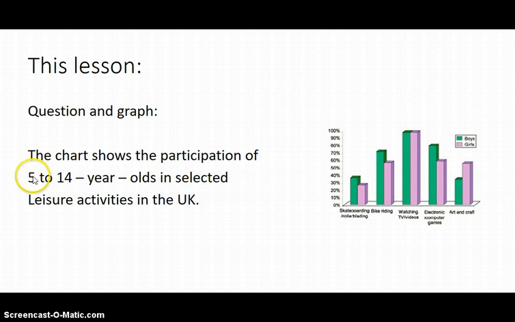What is the age of the people? They are 5 to 14-year-olds, so we know that they're children. The youngest is 5 and the eldest in the group is going to be 14, and they are participating in leisure activities. Activities that they would do in their free time, and this is all taken part in the UK. This is the graph that we have with all the information, and we're going to look at it a little bit more closely in just a second.